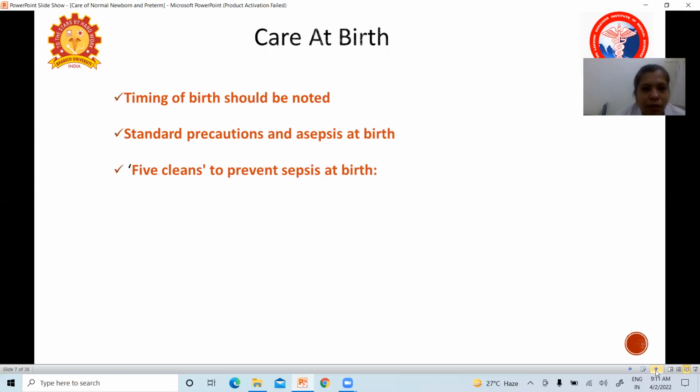We have to clean our hands, we have to take dry and clean linens, a clean tray, the warmer should be clean, and we should not touch the OT area, the OT bed, OT instruments, we should stay away from those things. So all the standard aseptic precautions should be taken at birth. And the most important thing is the 5 cleans to prevent sepsis at birth.